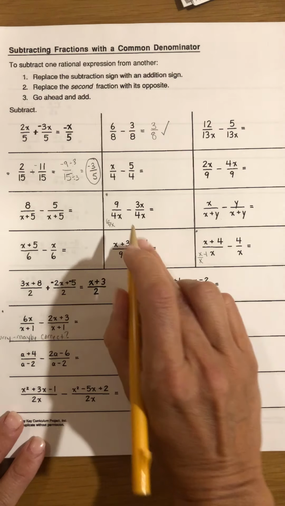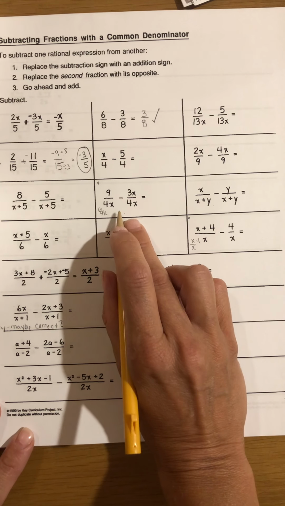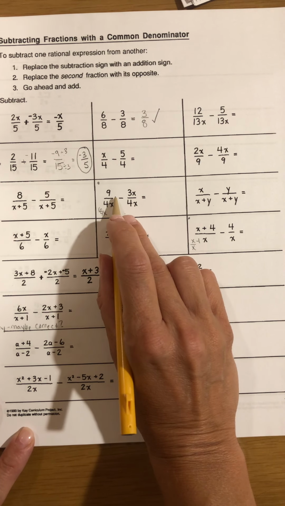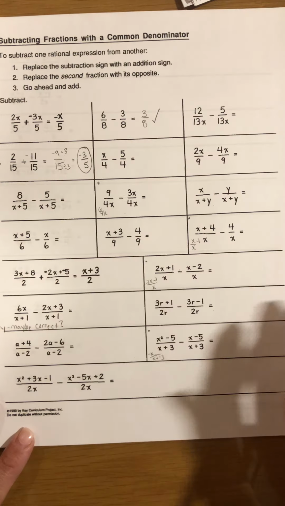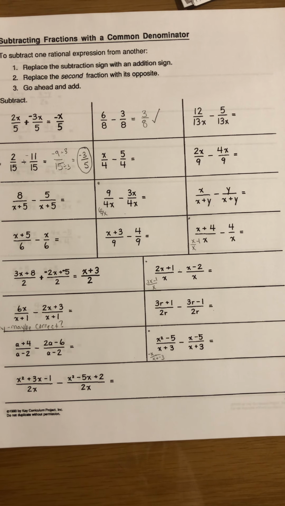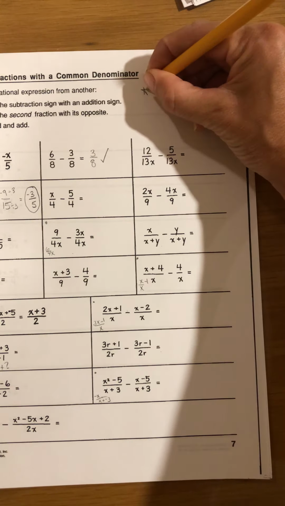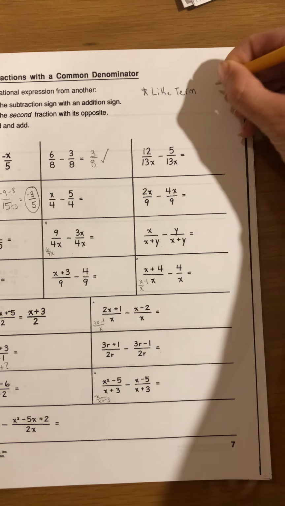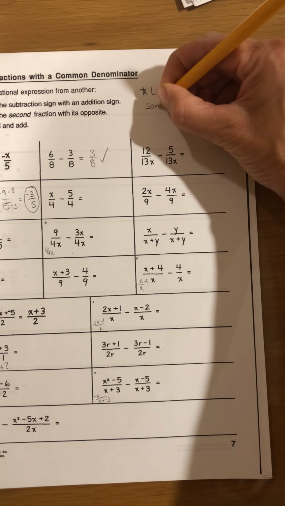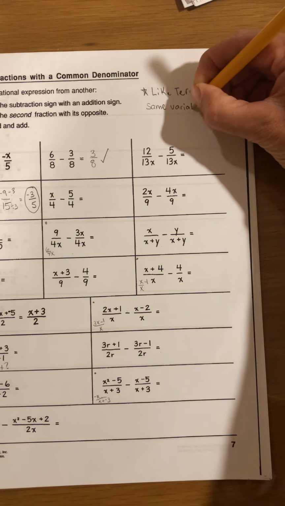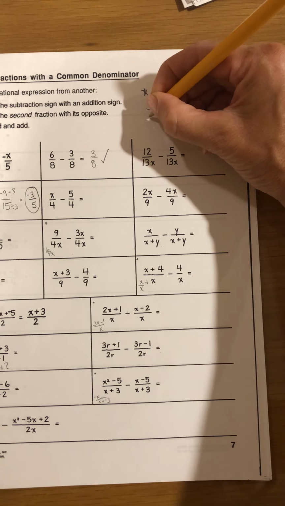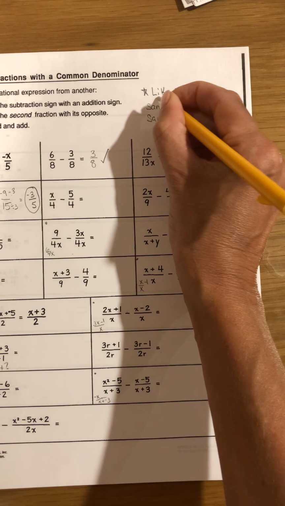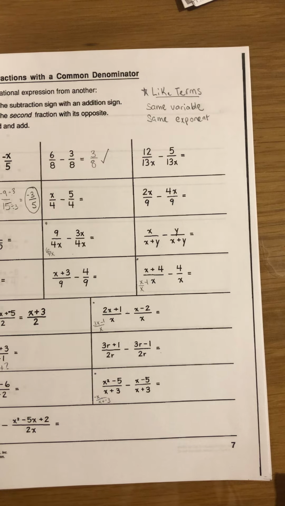All right, looks like the next one you did was this one right here. So I believe you got 6/4x, so you did 9 minus 3. However, be really careful about if they are like terms or not like terms. I think you wrote this down at one point, but like terms have to have the same variable with the same exponent. So if they are not like terms, you cannot add or subtract them.